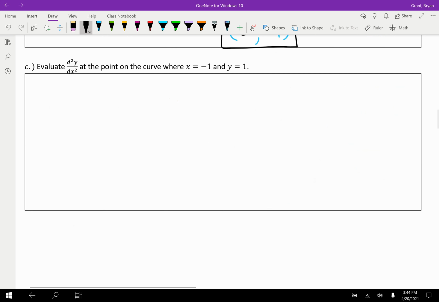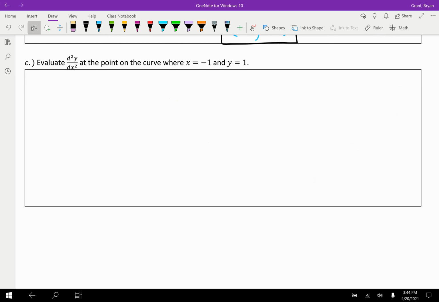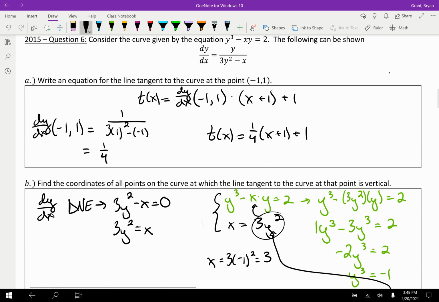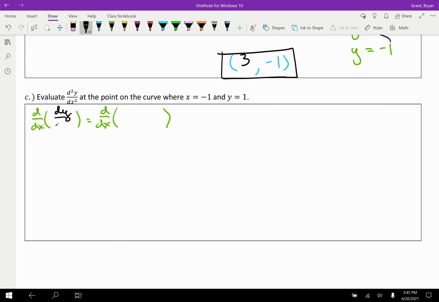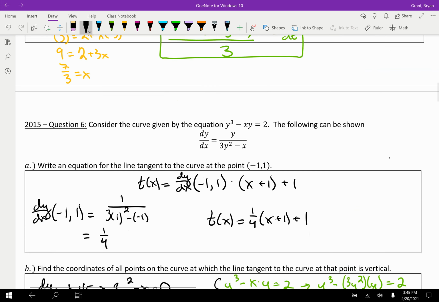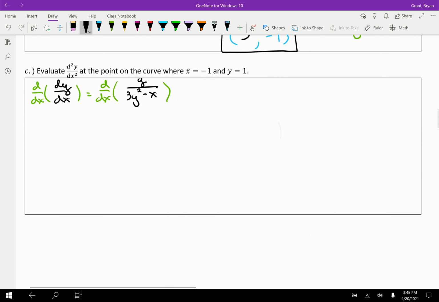Part C. Evaluate the second derivative at the point on the curve where x is negative 1 and y is 1. All right, second derivative, so we need to do d dx of the first derivative. Okay, well, d dx of dy dx, different color, right? We have the first derivative, they want the second, so we're doing d dx of the first derivative equals d dx of y over 3y squared minus x, something like that. Let's make sure I didn't have a copy error here. I copied everything correctly. Great.